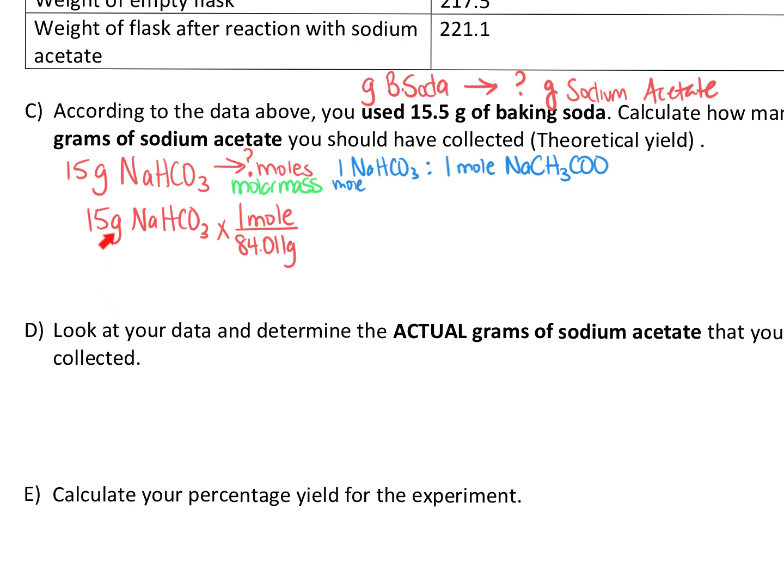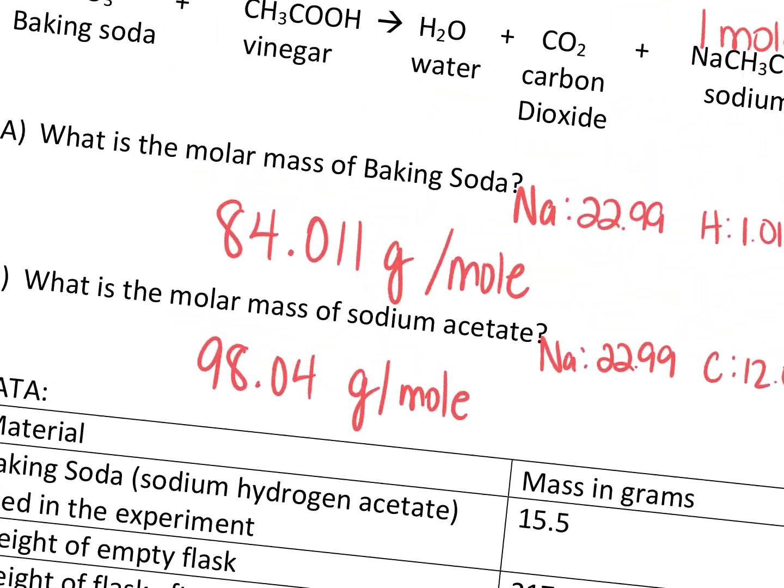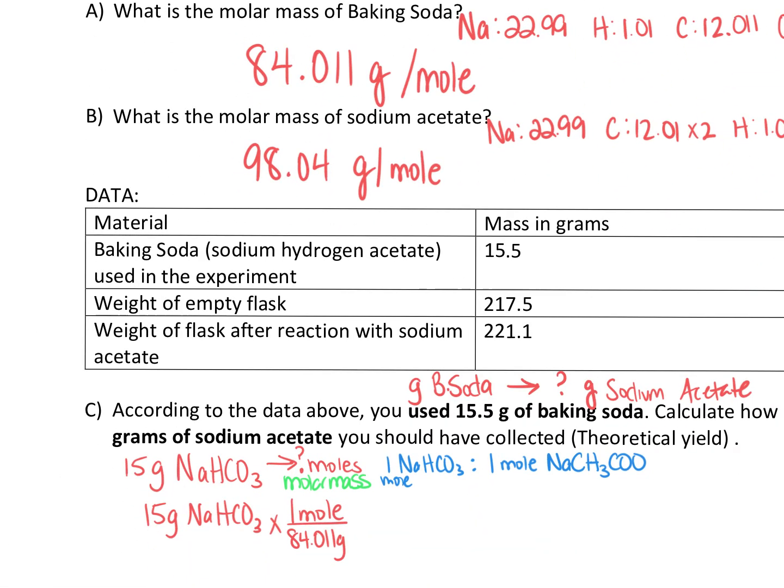I'm going to take my 15 grams of baking soda and multiply it by the molar mass in order to find out my moles. This is just going from grams of our material and figuring out how many moles there are. So this is my molar mass relationship. There are 84.011 grams in 1 mole of NaHCO3. I got that because we already calculated it up here in my molar mass of baking soda.